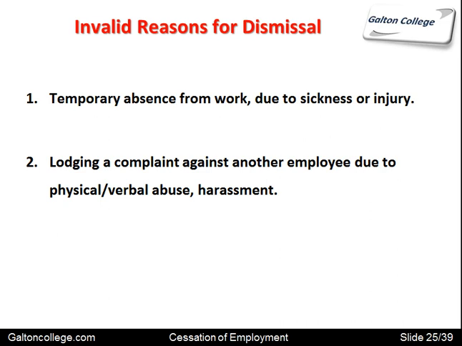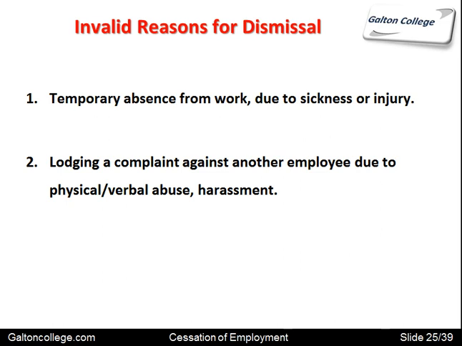Lodging a complaint against another employee due to physical or verbal abuse or harassment. If a person lodges a complaint against another employee, that should be investigated. It doesn't mean that the person lodging the complaint should be sacked, should be dismissed. It should be investigated. So if there is a dispute between employees and one is bullying the other, the person making the case should not be dismissed. Instead, the case should be investigated.